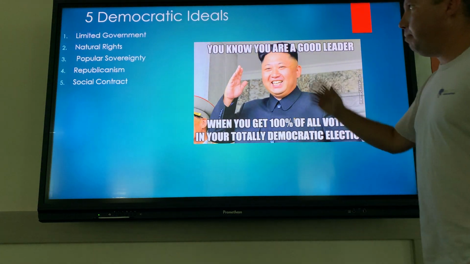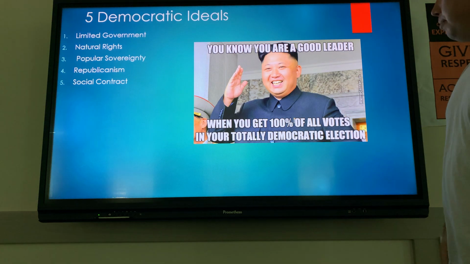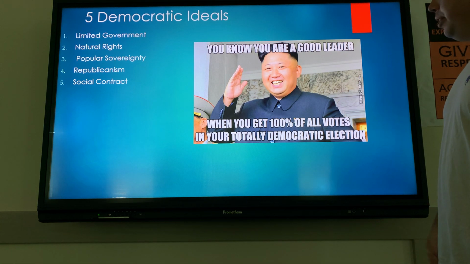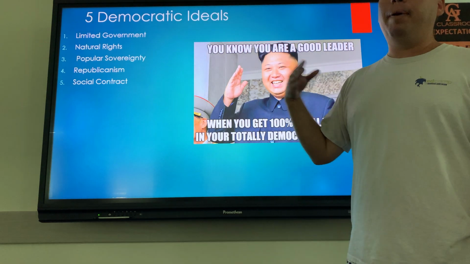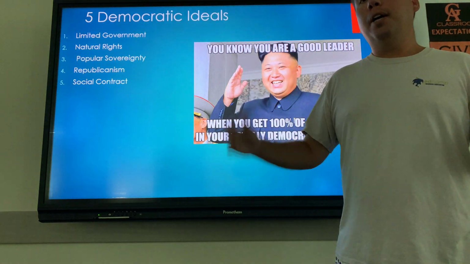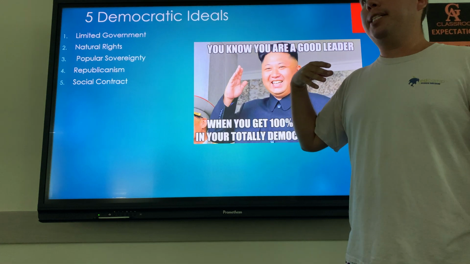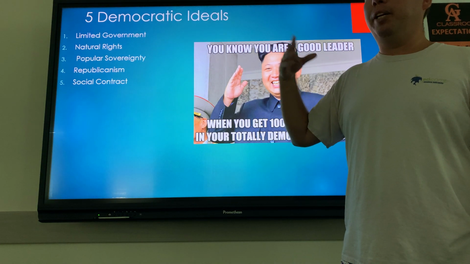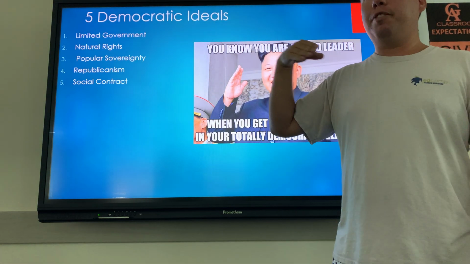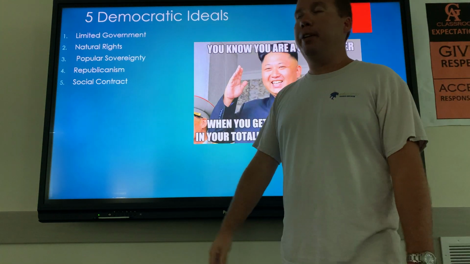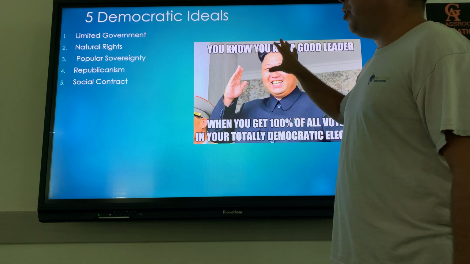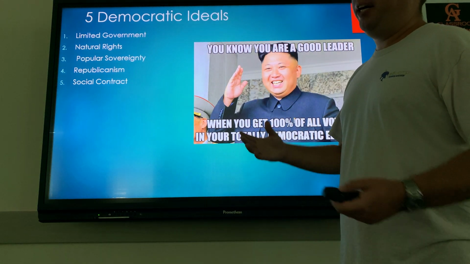Okay. So I've got this meme here. You know you're a good leader when you get 100% of all votes in your totally democratic election, because we know in North Korea, they always say that 100% of people voted for the supreme leader, but it's one of these things like if you don't vote or you try to vote for somebody else, they might kill you, or no one might ever hear from you. They might disappear you. So North Korea is not a good example of a democracy per se.